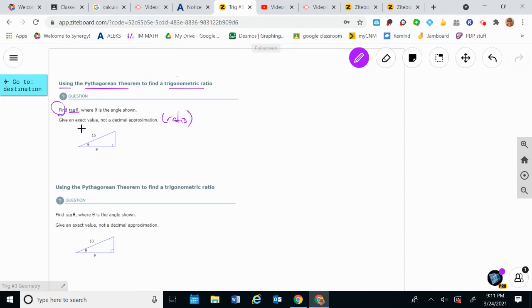All right, well, here's the thing. They want tangent. Tangent of theta is equal to opposite over adjacent. We don't have the opposite, so how are we going to get it? Well, we have a right triangle, so we can use the Pythagorean theorem. A squared plus b squared equals c squared. 9 squared plus b squared equals 10 squared. B squared is equal to 10 squared minus 9 squared.